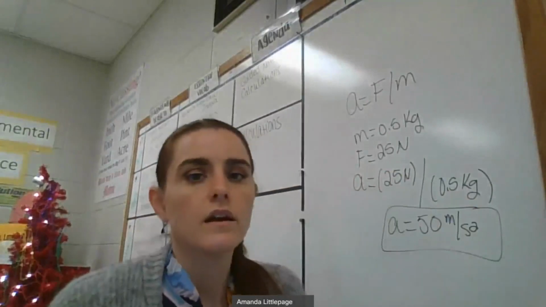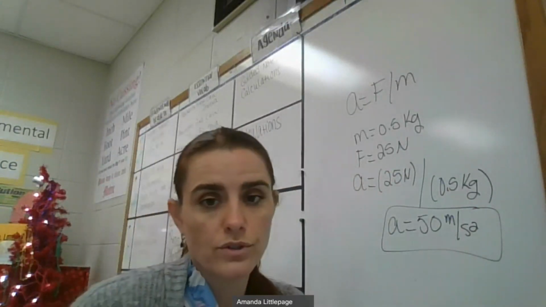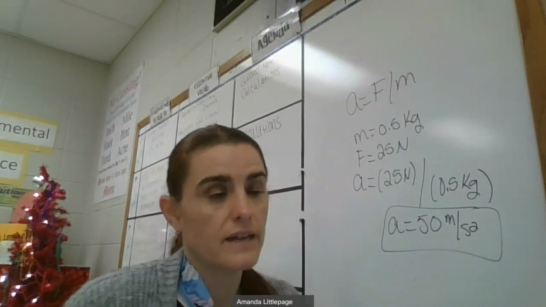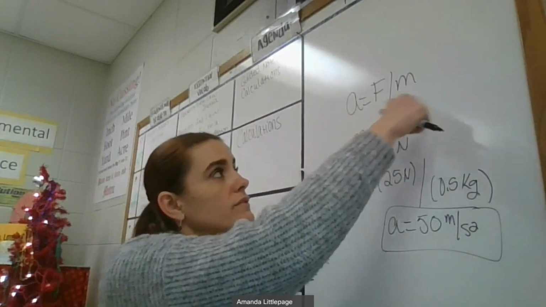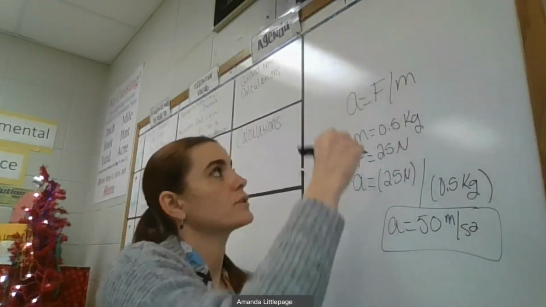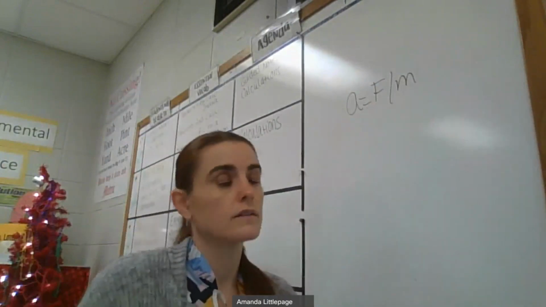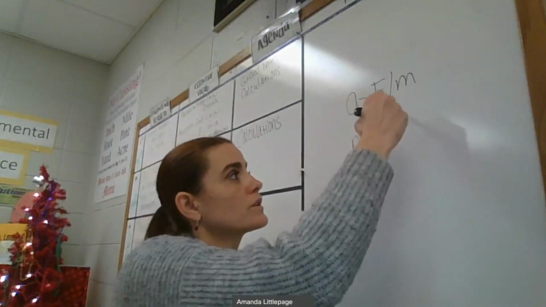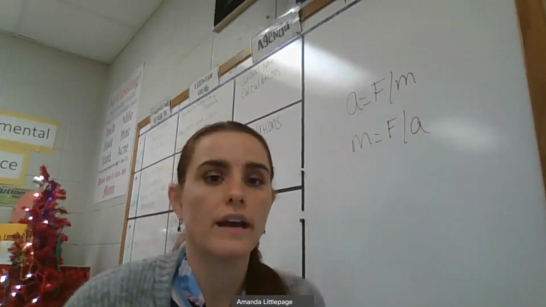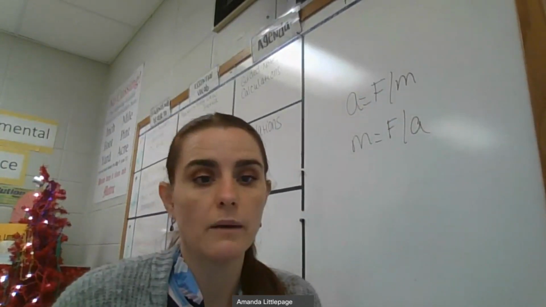Okay, so the remaining problems are very similar. If it's asking for force, you're going to use F equals m times a. If it's asking for acceleration, a is equal to force divided by mass. And if you're looking for mass, mass is going to be equal to force divided by acceleration. Make sure you always put your units, otherwise the problem would not be correct.